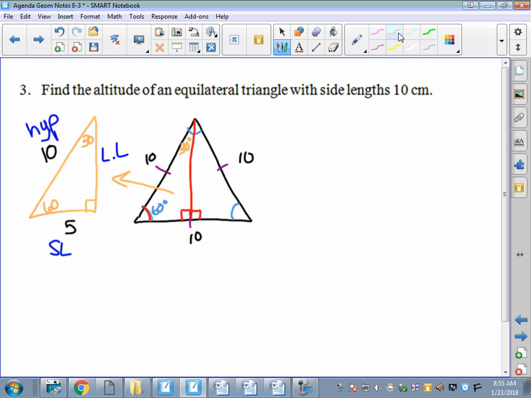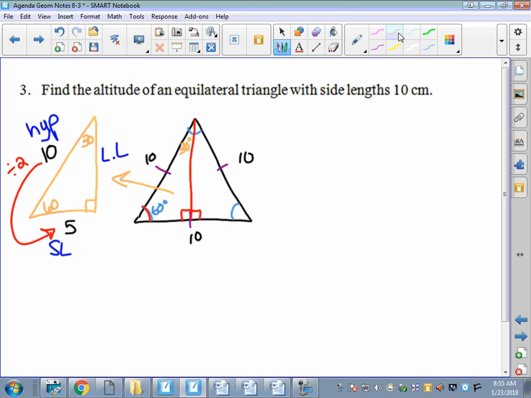So to test my point, how do you get from the hypotenuse to the short leg? There's no easy way to get from the hypotenuse to the long leg. We have to always travel through the short leg. Hypotenuse to the short leg, divide by 2, because we'd multiply if we're going the other direction. So 10 divided by 2 is 5.